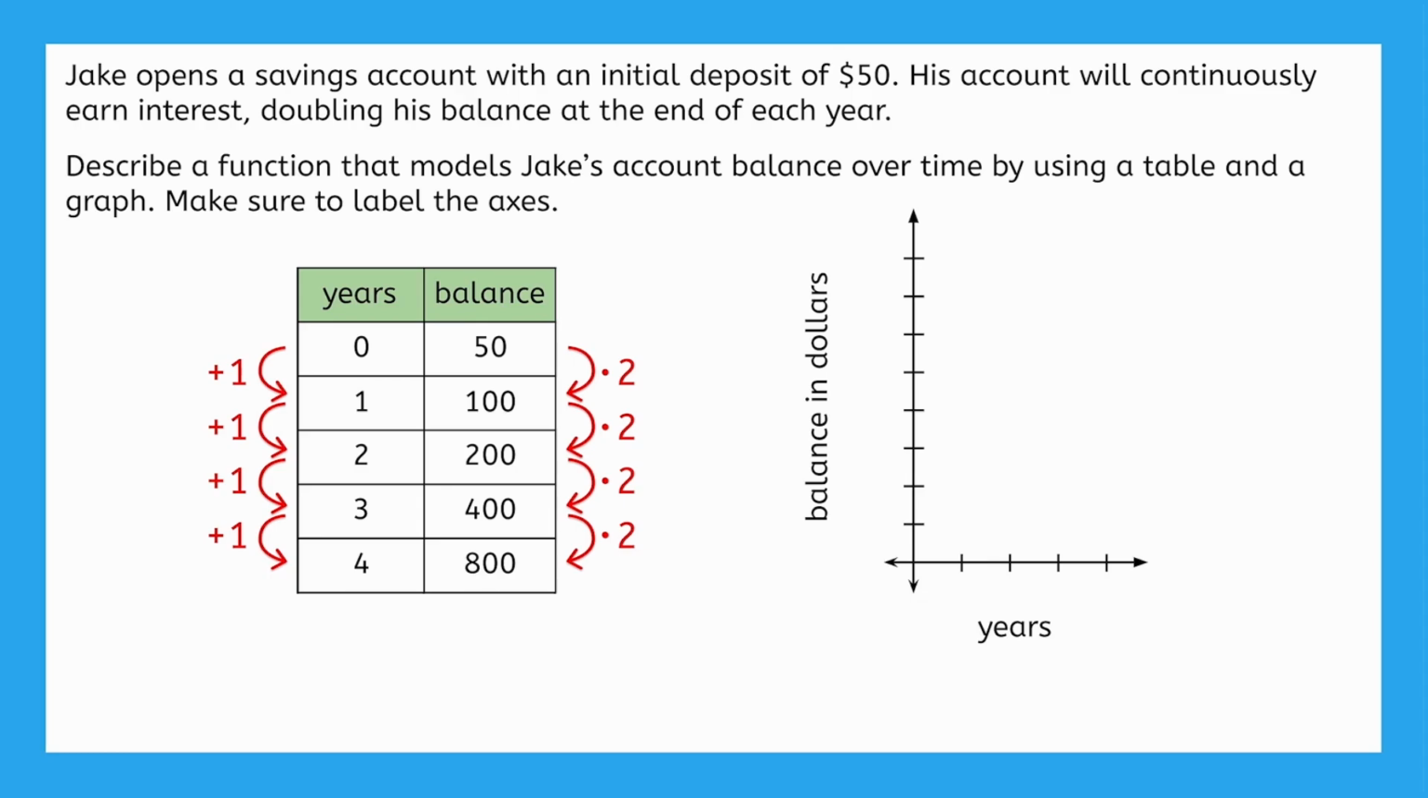We can use these points to draw the graph. On our x-axis, it makes sense to go by ones. But on our y-axis, we'll have bigger quantities, so let's go by 50s. Plotting these points and then connecting them, we get this curve.